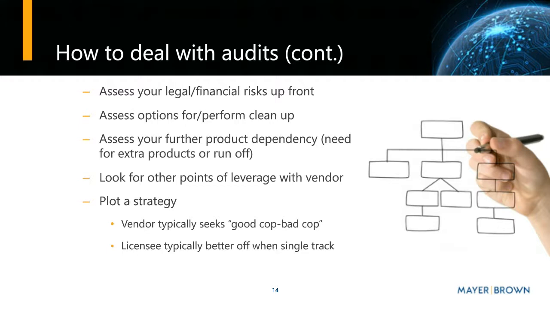And you want to plot a strategy for conducting the audit. Again, we talked about single points of contact. We've observed a little bit of a good cop, bad cop type approach from certain vendors, where they have one person who's indicating that there's ways to settle this and others threatening litigation. We think that as a licensee, you're probably better off when there's a single track, when you know that the person you're dealing with has the authority to settle the matter, the authority to make concessions on behalf of the vendor. And we believe that the same should be true on your side.